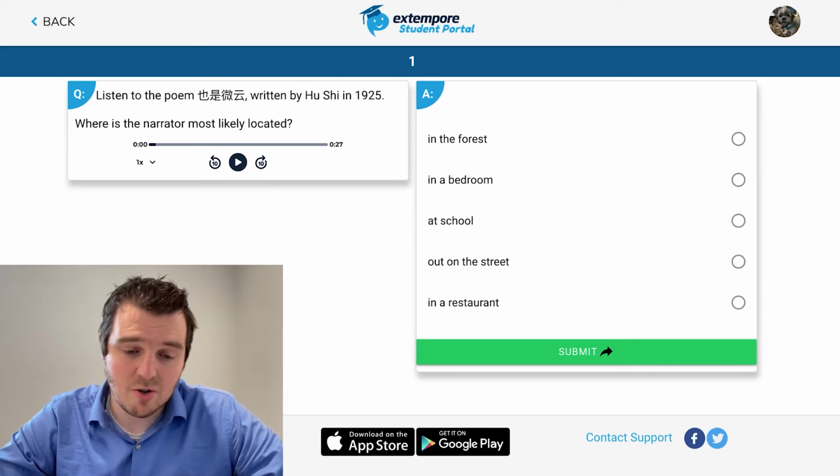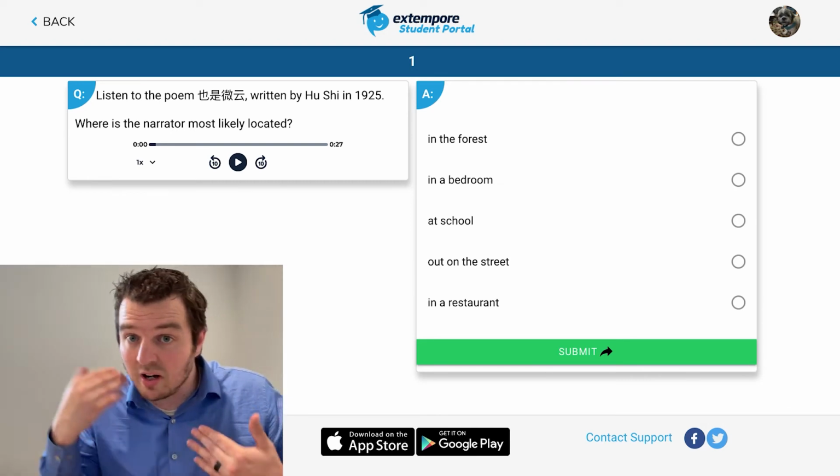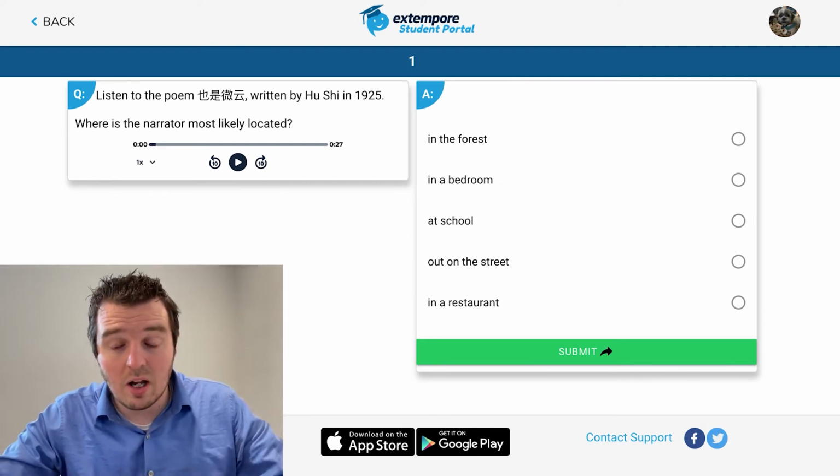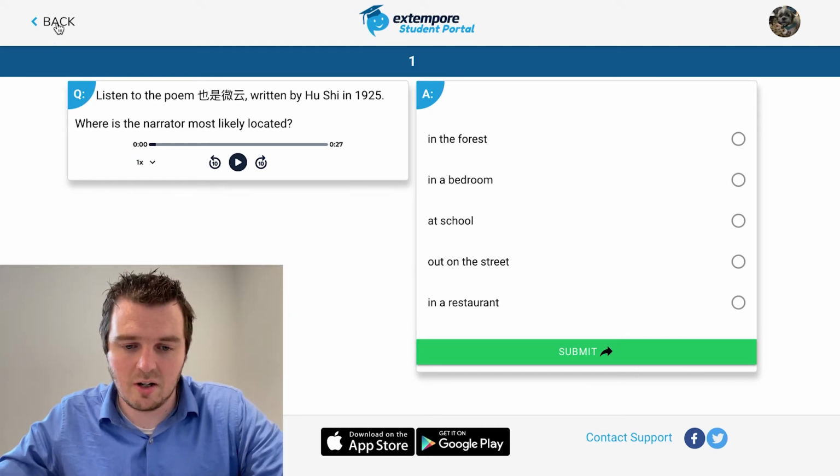Again, just like the first assessment, linguistic awareness where the student has to understand what's going on and be able to infer, okay, if he's saying this and that, well, this is where he's probably located. That's our first question that we have. Where is the narrator most likely located?